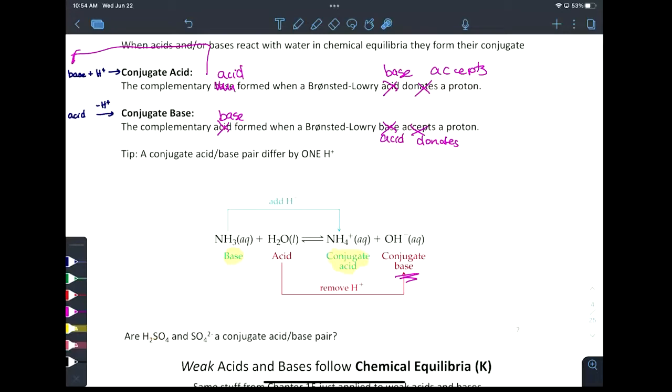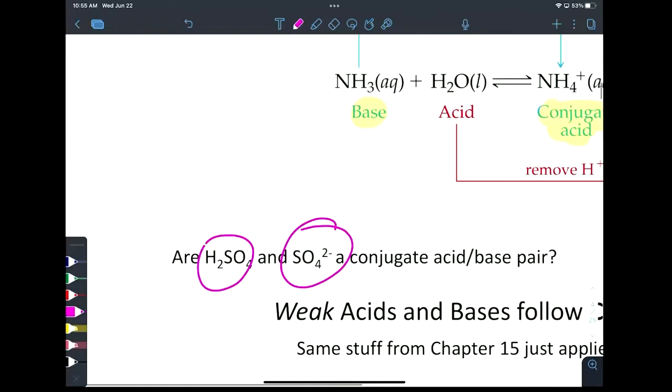So question, are H2SO4 and SO42- a conjugate acid-base pair of one another? Are these conjugate acid-base pairs? No, because they differ by two protons. So what would the conjugate base be of H2SO4? H2SO4 is an acid, right? HSO4-, yes. Technically, H2SO4 is a strong acid, so there wouldn't be a conjugate base, but that's okay.